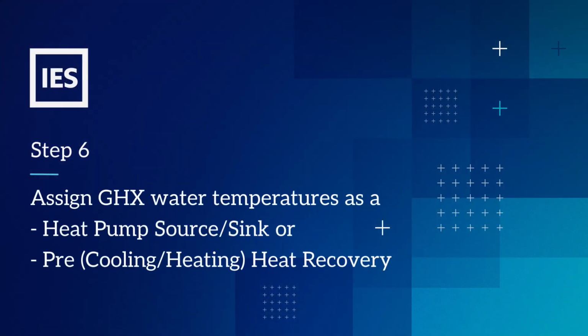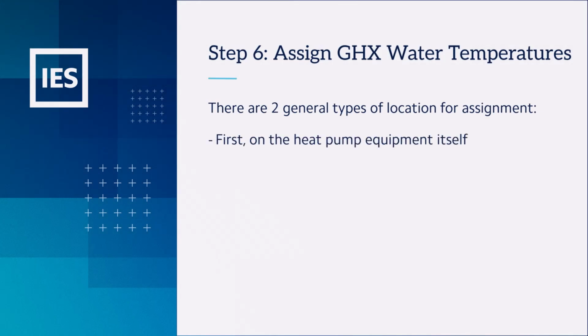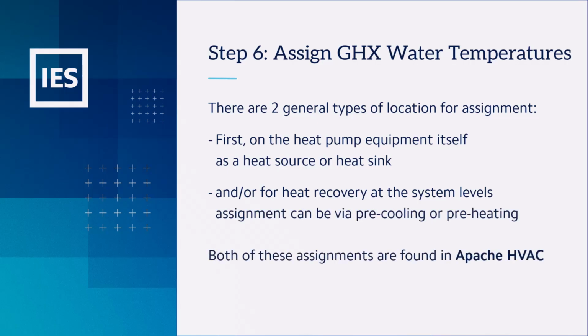Lastly, step 6 is to assign the ground heat exchange water temperatures. There are two general types of location for assignment. First, on the heat pump equipment itself, as a heat source or a heat sink, and/or for heat recovery. Second, at the system level loops, where assignment can be via pre-cooling or preheating. Both of these assignments are found in the Apache HPC app.